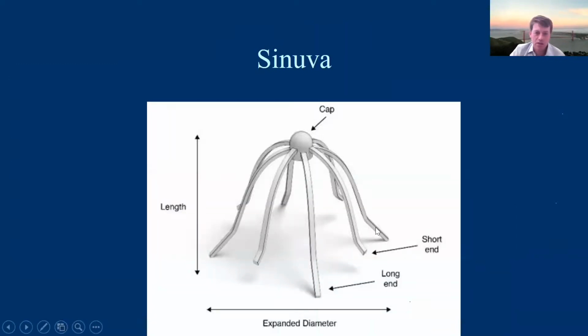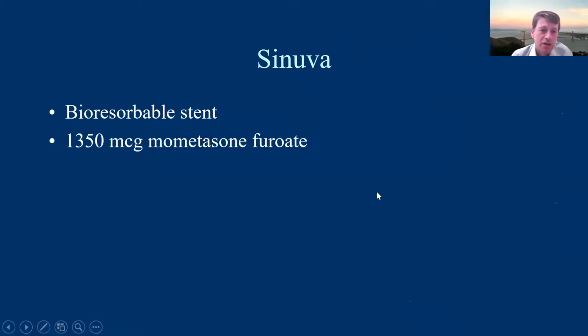The Sinuva treatment is designed not for the time of surgery, but postoperatively, if patients are starting to develop recurrent polyp disease, to be deployed in clinic. It's a similar material with a higher steroid dose than the Propel stents. This is about double the dose of the Propel stents.